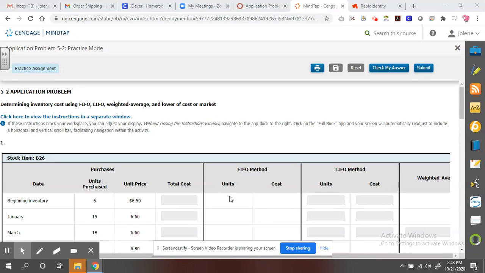Hello, Counting 2. All right, so we're going to do this 5-2 application problem. This is the practice one. It says up here, practice mode. So that means that you can fill it out and then go up here and check your answers and reset it, and keep practicing before you have to do the application on your own, which is not practice mode, so that you'll have a grade for that.